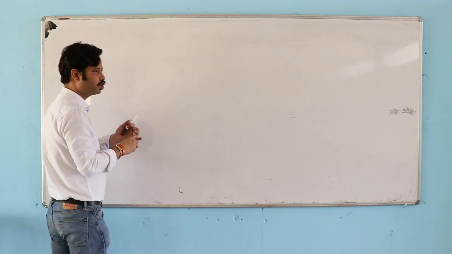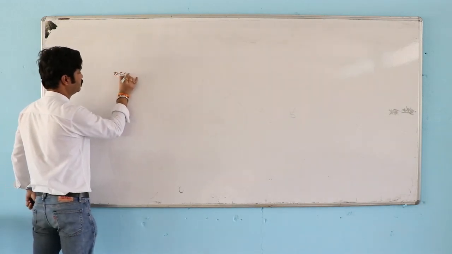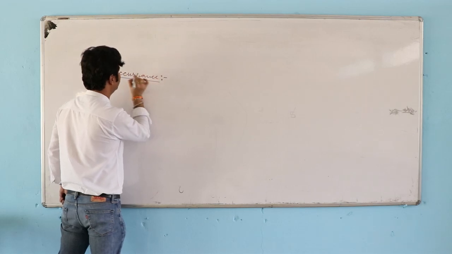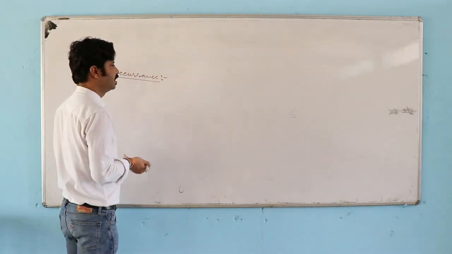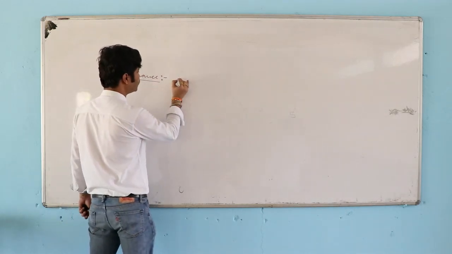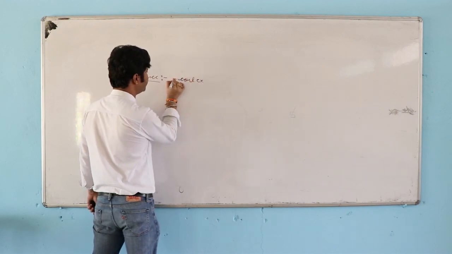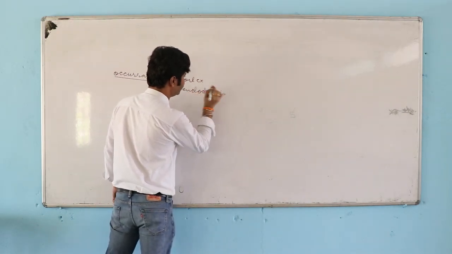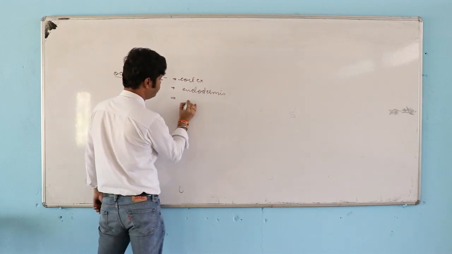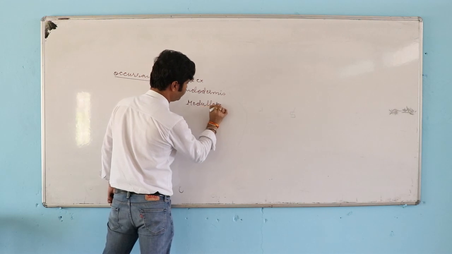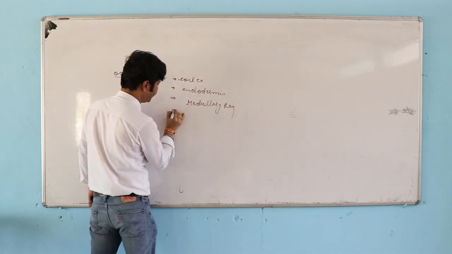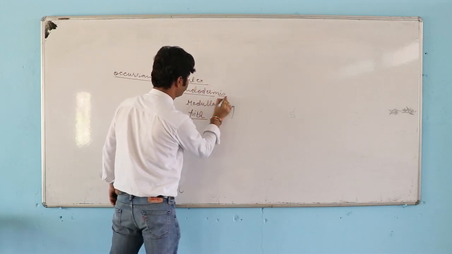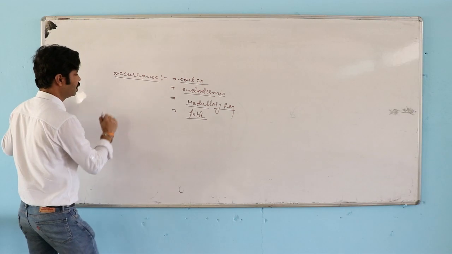If we talk about the occurrence of parenchyma, basically these cells or tissues are present in the cortex, present in the endodermis, present in the medullary ray, and pith.